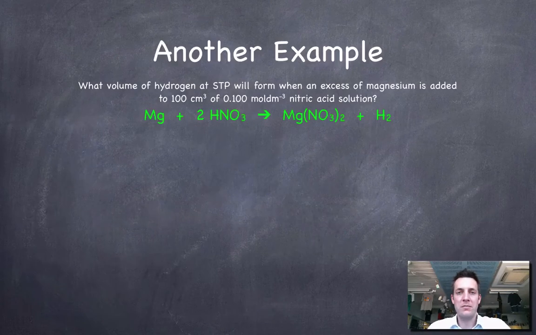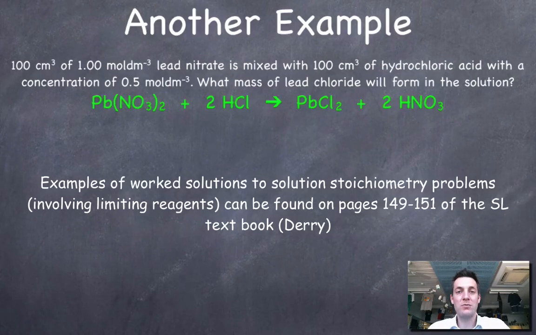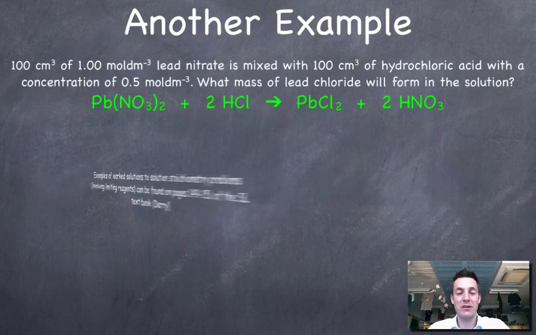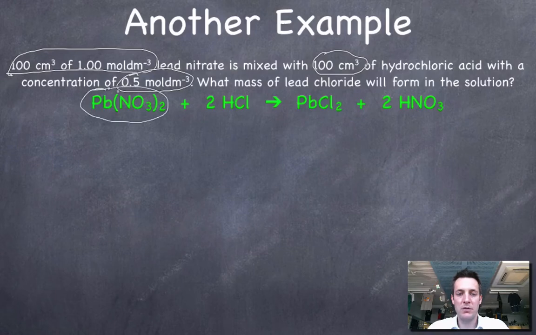Last problem is going to combine all these things, but also with limiting reagents. Okay, so in the last one we had a limiting reagent, but we didn't have to calculate the number of moles of both. Here, I'm told about the lead nitrate, its concentration and its volume, and I'm told about the volume of the hydrochloric acid that it's mixed with and its concentration. So I've got information about both these two substances. I'm asked about the mass of lead chloride here.